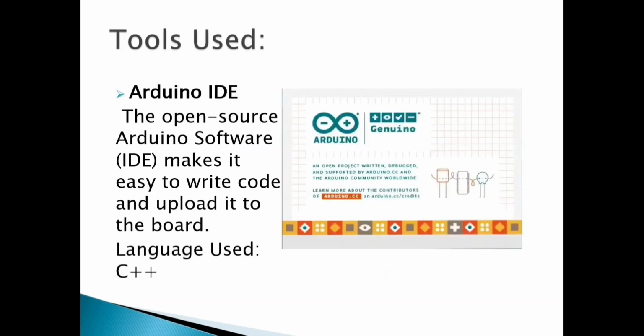Now we look at the tools used in the project. Arduino IDE. Arduino IDE is for compilation of codes and loading the codes into the Arduino Uno board. Arduino IDE, the open source Arduino software, makes it easy to write code and upload it to the board. Language used is C++. This software supports different types of Arduino boards such as Arduino Nano, Arduino Uno R3, Arduino Mega, Arduino Micro, etc.